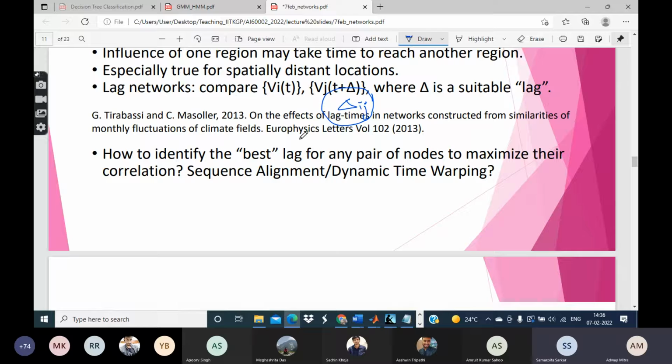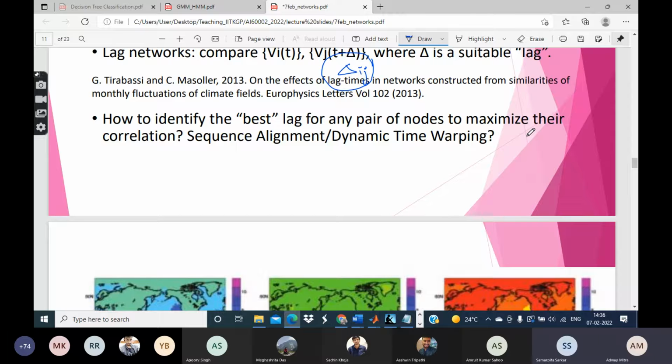Like these kinds of studies have considered how these lags may be used to understand, say, the monthly fluctuations of various climatic variables and so on. So again, these are possible papers on which you may want to give your seminar, or on the basis of which you may want to write a scribe note.